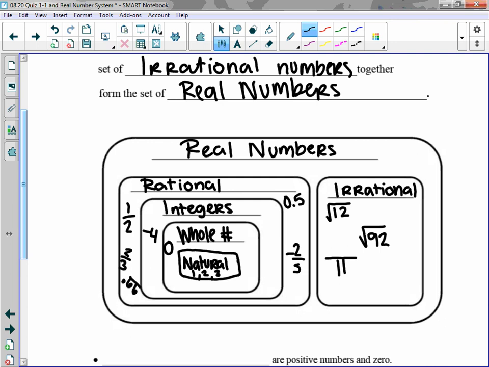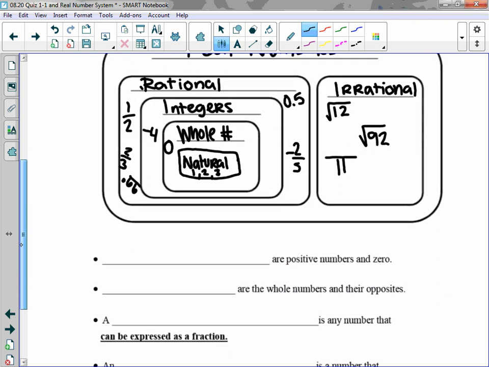So all of these boxes are within each other, right? Which means that integers are also rational numbers. Whole numbers are also rational numbers. Natural numbers are also rational numbers. But it's not the other way around. So -4 is rational, but it's not a whole number. And 0 is a whole number, but it's not a natural number. So everything that's within it, you know those nesting dolls? Have you ever seen those stackable dolls? And you take them out, and there's another one inside, and another one inside. Kind of like that.